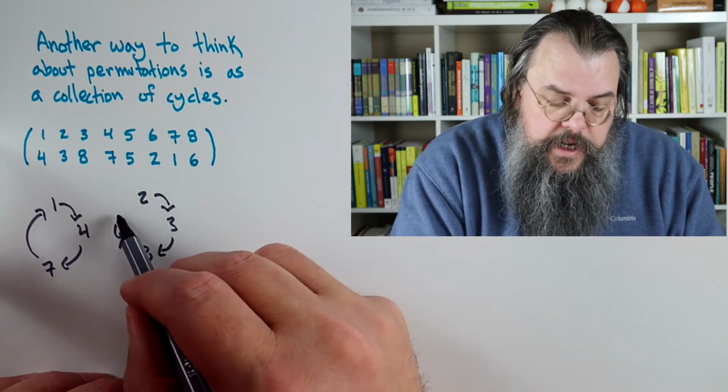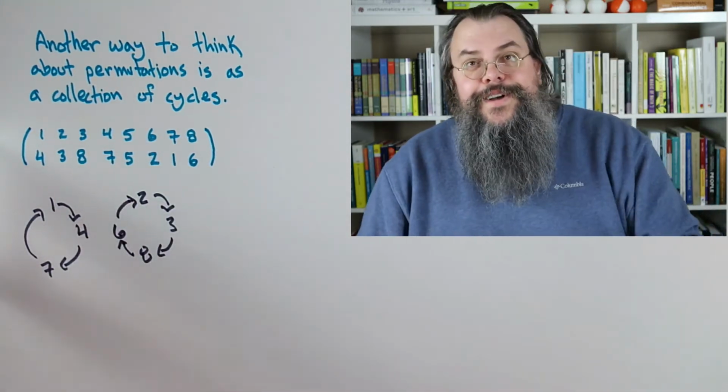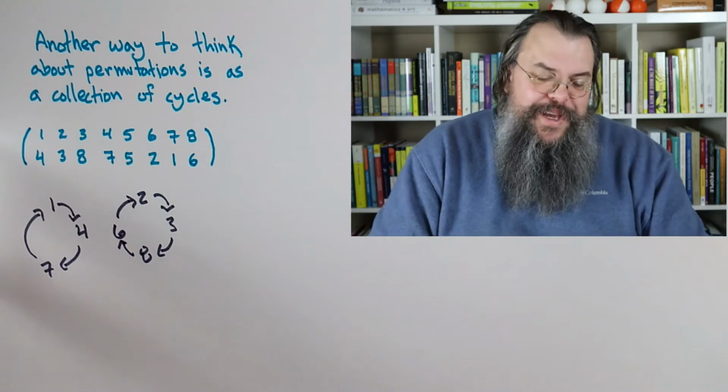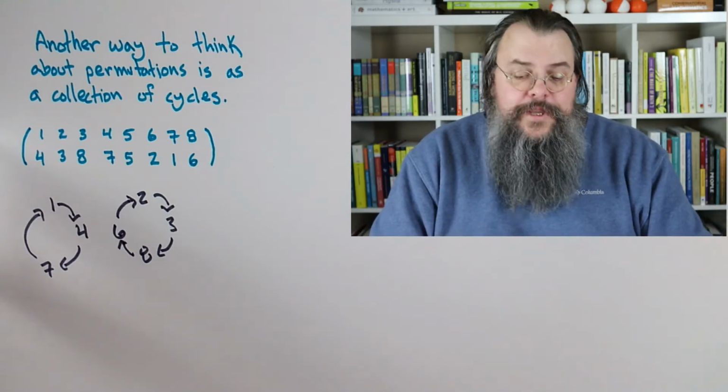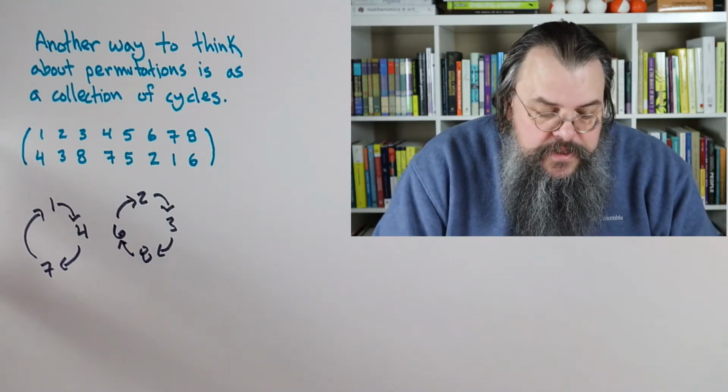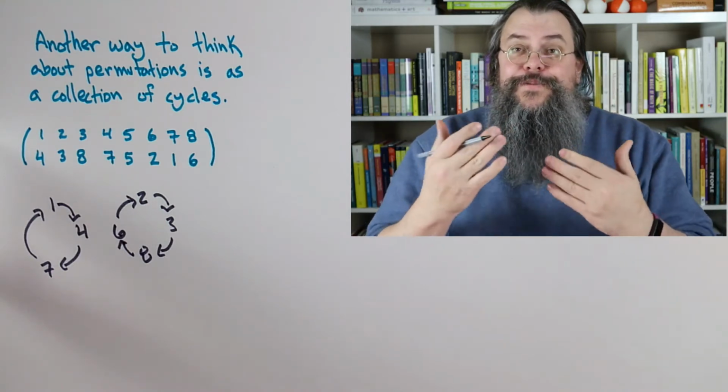Where does 6 go? Back to 2. Good. Whew, I was in trouble. I was almost about to run out of space. And anything that we haven't seen yet? We haven't seen 5. Okay, where does 5 go?